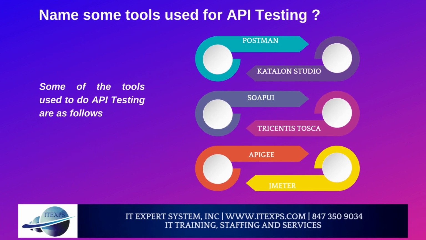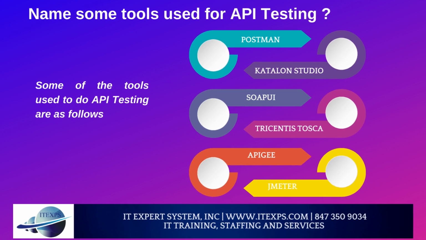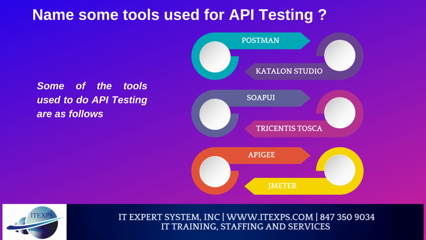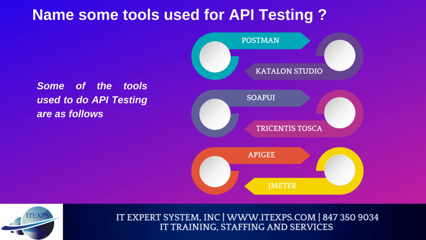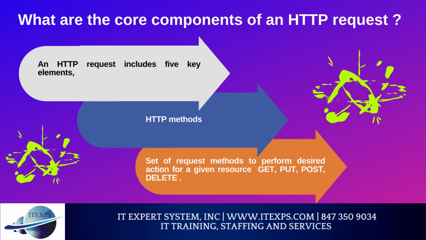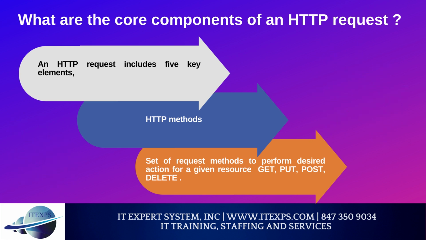4. Name some tools used for API testing. Some of the tools used to do API testing are as follows: Postman, Katalon Studio, SoapUI, Tricentis Tosca, Apigee, JMeter. 5. What are the core components of an HTTP request? An HTTP request includes 5 key elements. HTTP methods. Set of request methods to perform desired action for a given resource: get, put, post, delete. Uniform Resource Identifier, URI. Describes the resource. HTTP version. Request headers. Payload. It is basically a request body which includes message content.